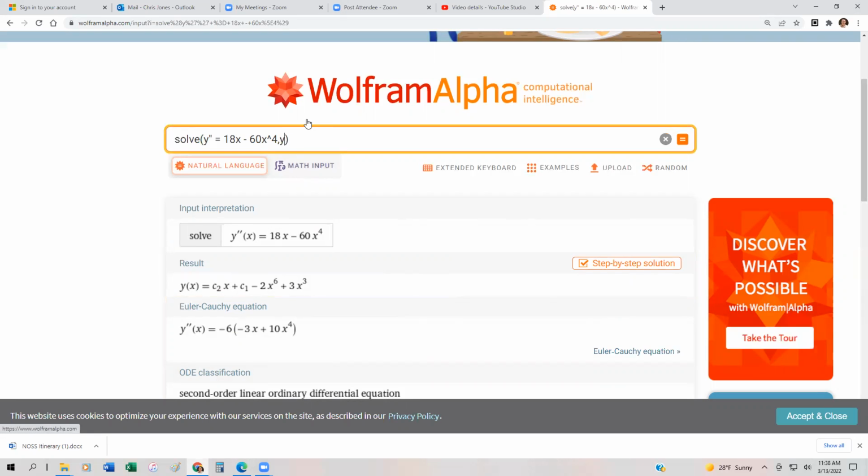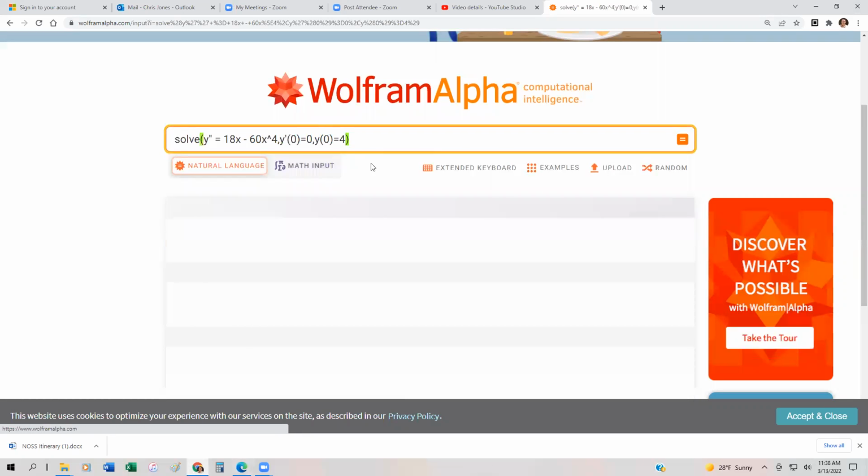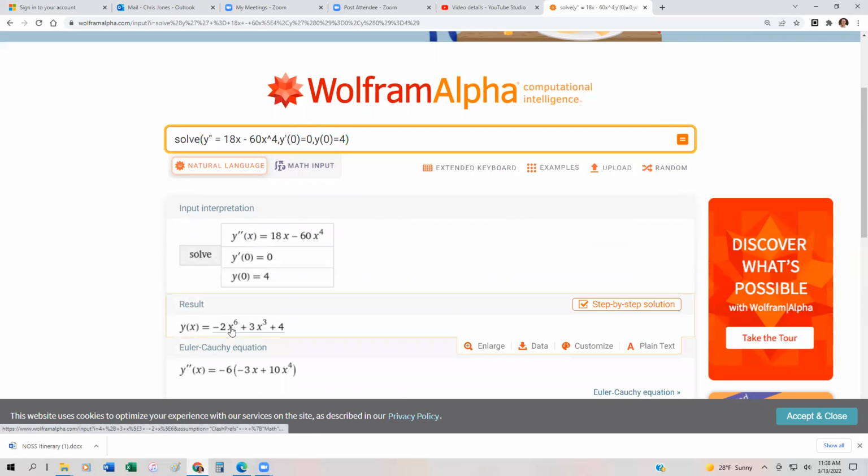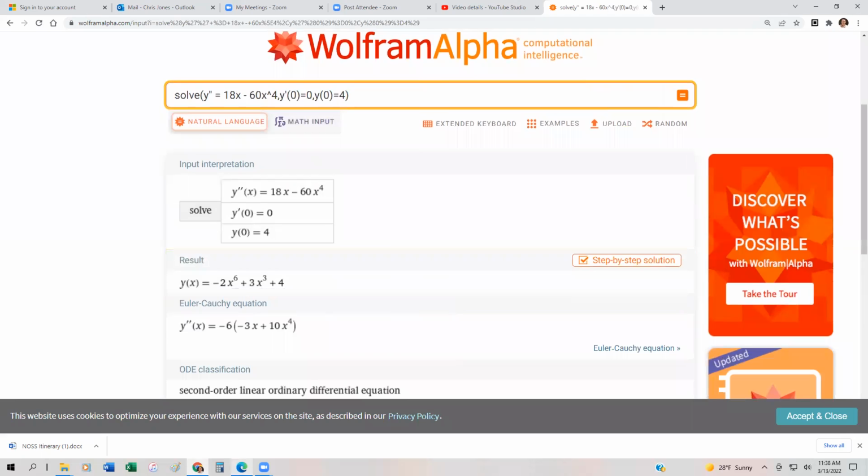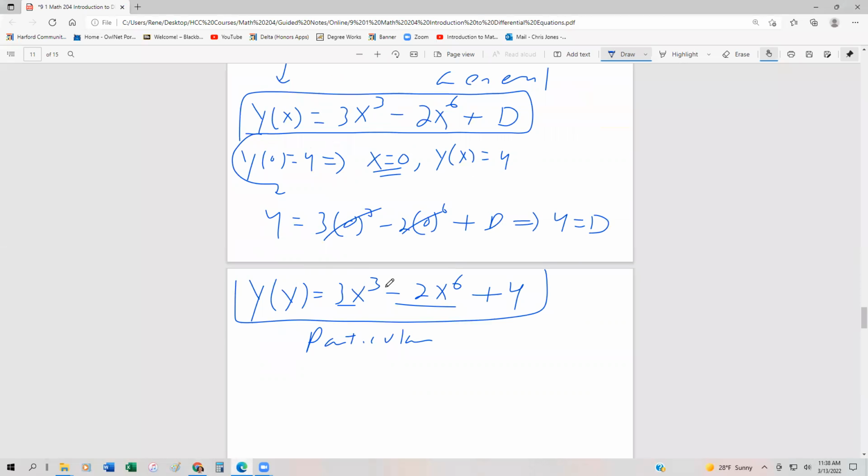So remember, our initial conditions were y prime at 0 equals 0 and y at 0 was equal to 4. Let's go ahead and run it now. And remember, we have negative 2x to the 6th, 3x cubed plus 4. So this is our particular solution. And over here, we have negative 2x to the 6th, 3x cubed, and then plus 4.